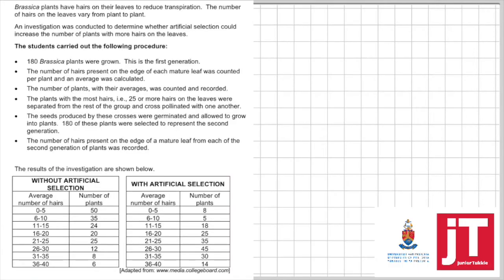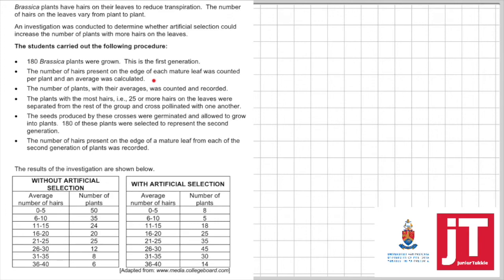Okay. Right. Brassica plants have hairs on their leaves to reduce transpiration. The number of hairs on the leaves varies from plant to plant. An investigation was conducted to determine whether artificial selection could increase the number of plants with more hairs on the leaves. The students carried out the following procedure. 180 brassica plants were grown. This is the first generation. The number of hairs present on the edge of each mature leaf was counted per plant and an average was calculated. The number of plants with the averages were counted and recorded. The plants with the most hairs, 25 or more on the leaves, were separated from the rest of the group and cross-pollinated with one another.